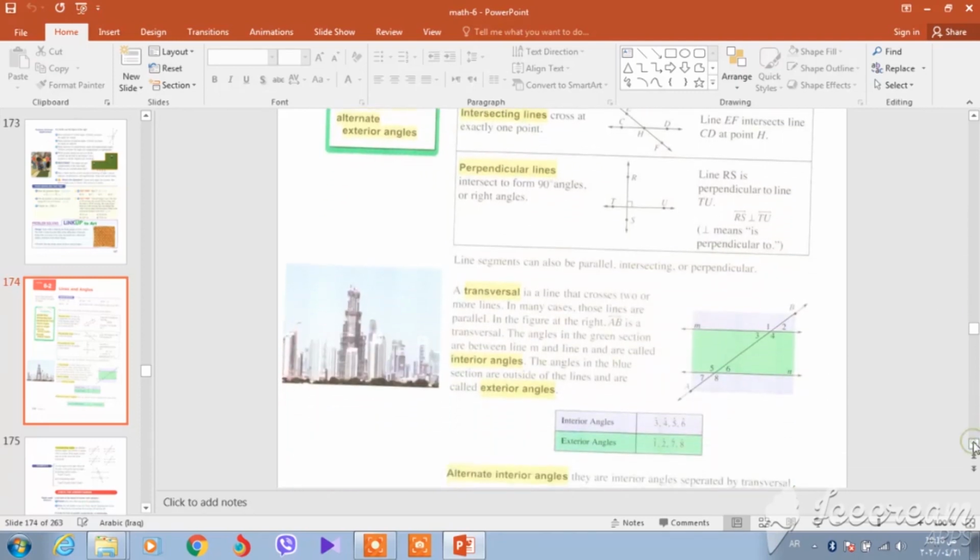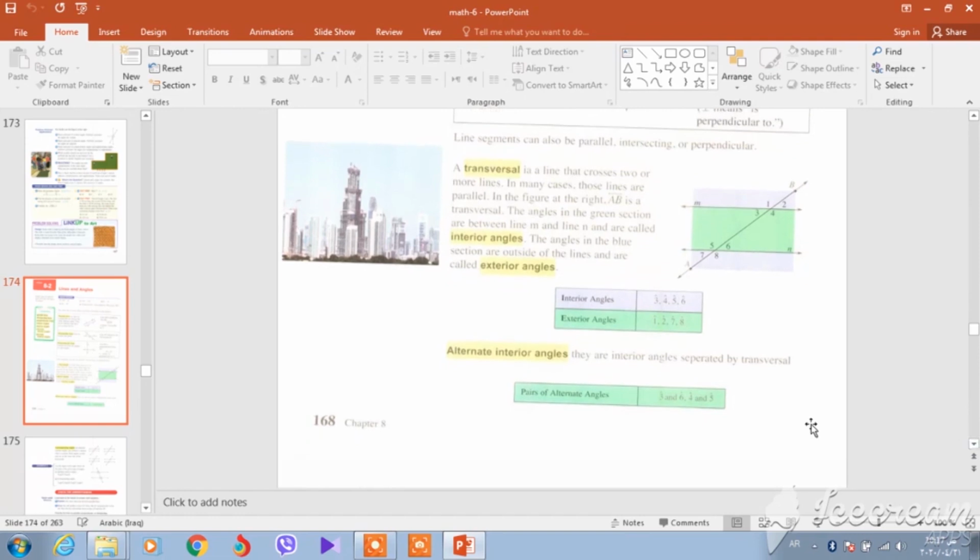Okay, now we have the transversal and interior angles and exterior angles. The interior angles are angle 3 and angle 4, angle 5 and angle 6, but angle 1, angle 2, angle 7, and angle 8 are exterior angles.